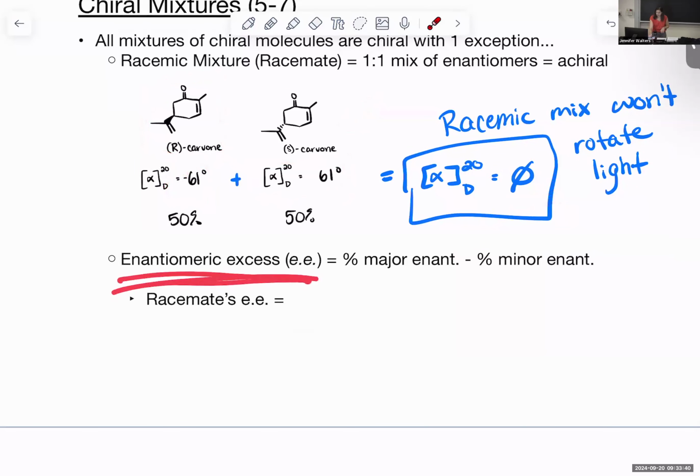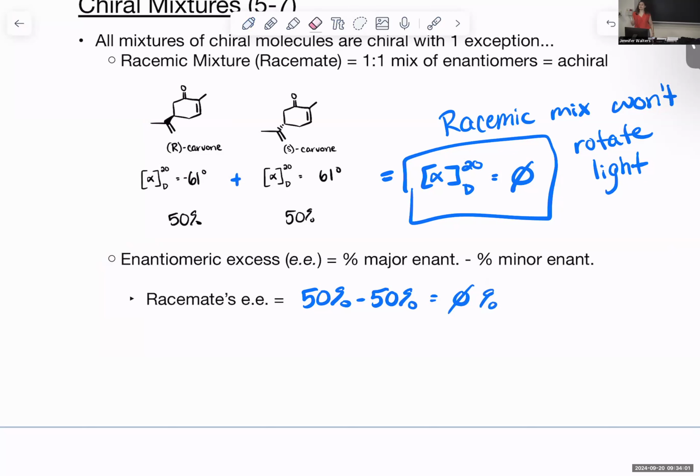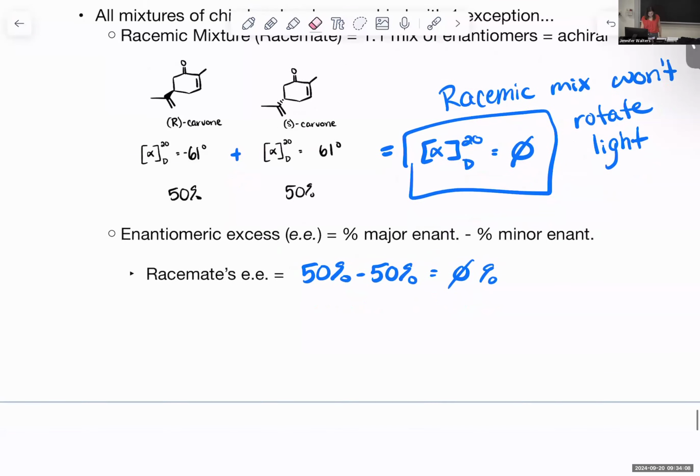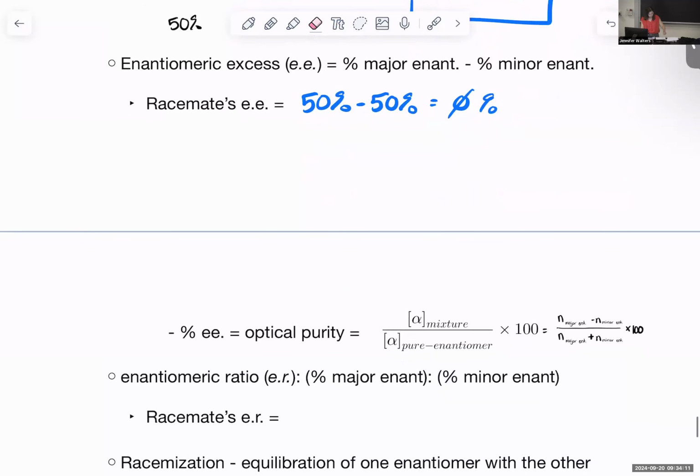So to calculate that enantiomeric excess, how much more of one enantiomer do you have? It is the percent of your major enantiomer minus the percent of the minor. So in the case of a racemate, it is that 50% minus 50% equals 0%. So the racemate's EE, enantiomeric excess, is 0 because they're exactly equal to each other. There is no excess. I don't have more of one than the other. That percent EE is also sometimes known as optical purity.